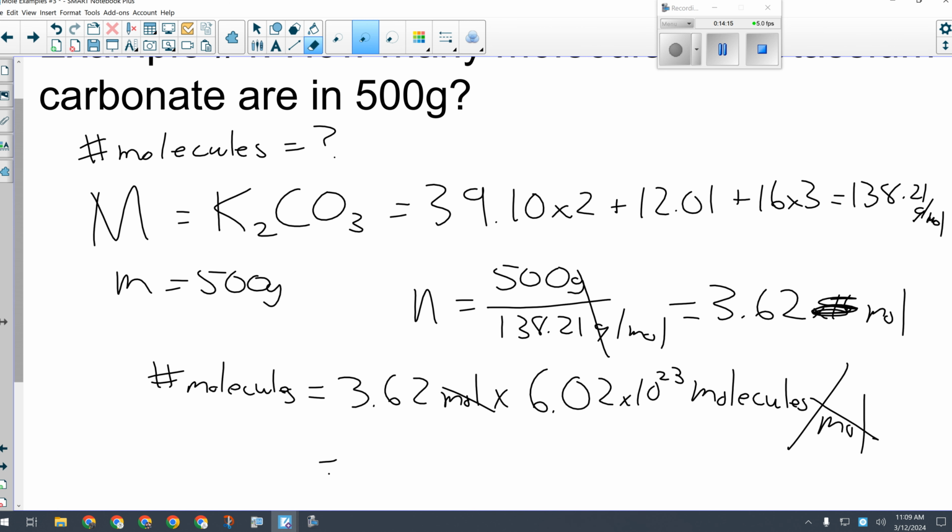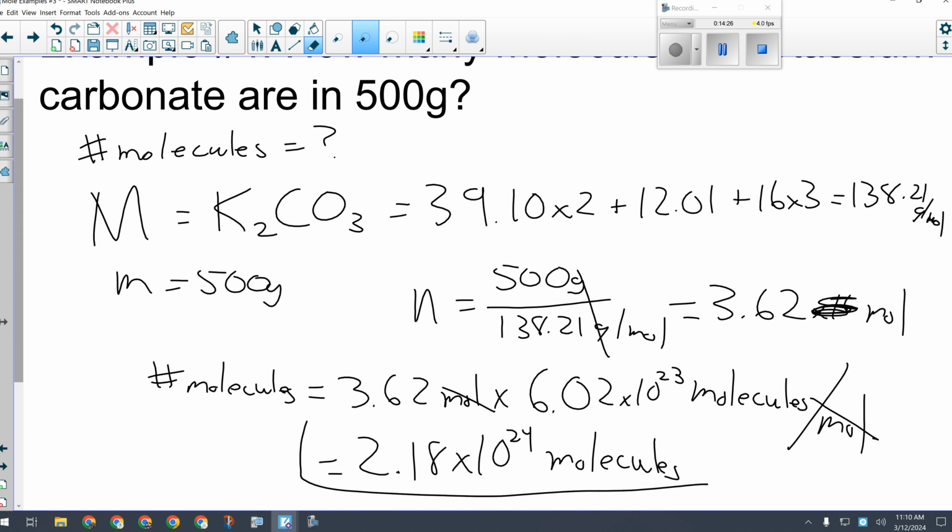Now I can round. That's my final answer. 2.18 times 10 to the 24. And my units are molecules. Is it important to include this part in your answer when you write it down? The times 10 to the 24. It is. You'd be surprised how often on a test someone will leave that as 2.18 molecules. And last time I checked, you can't have 0.18 molecules, and really that's a really small number of molecules anyway. Don't forget to put the exponent, the power of 10, on there because it makes a times 10 to the 24 difference in your answer.